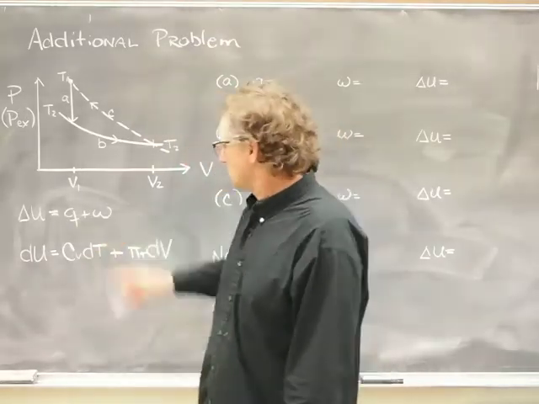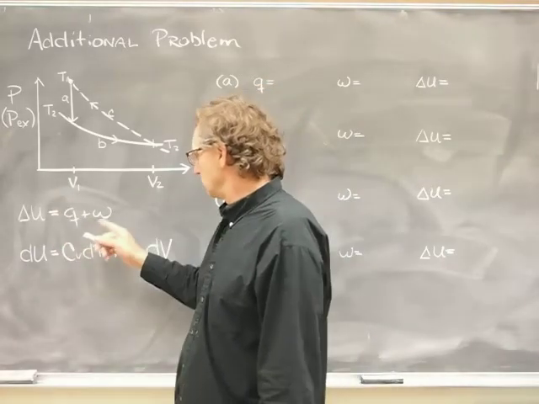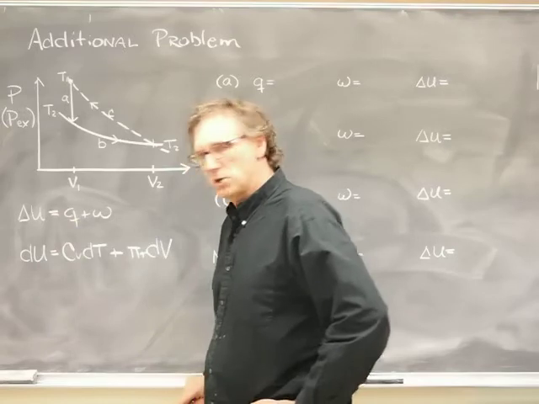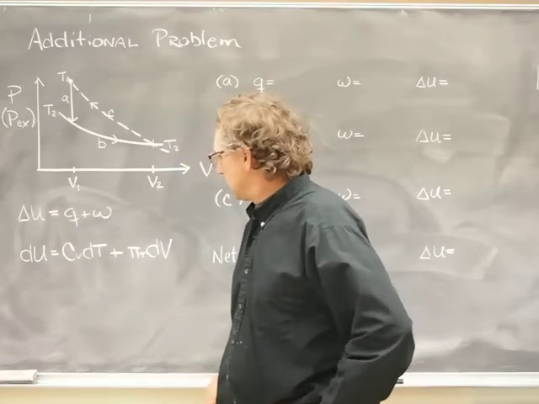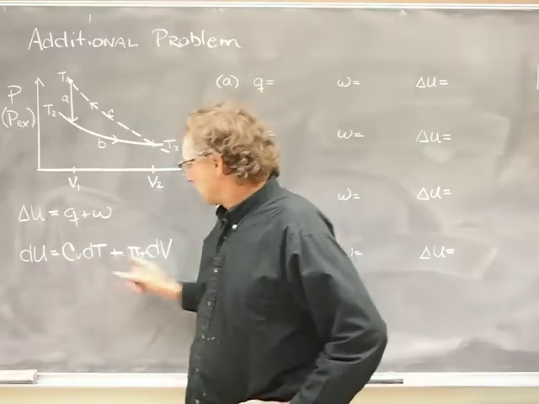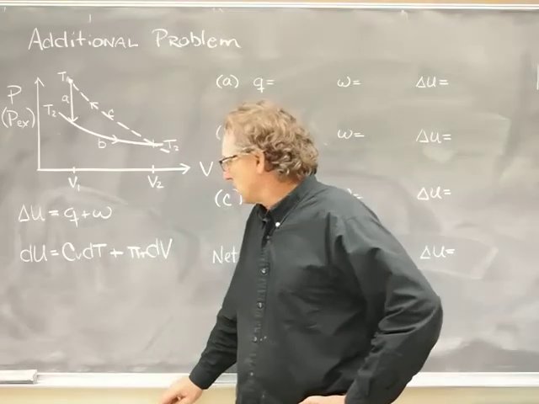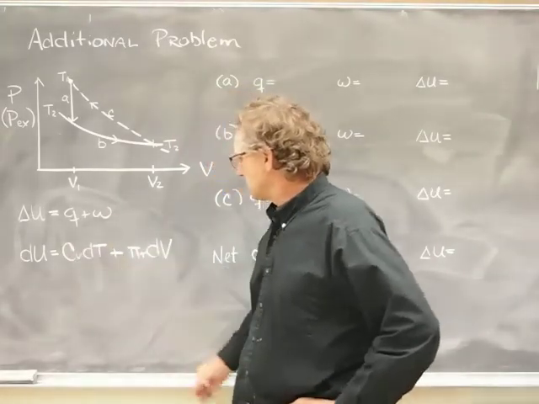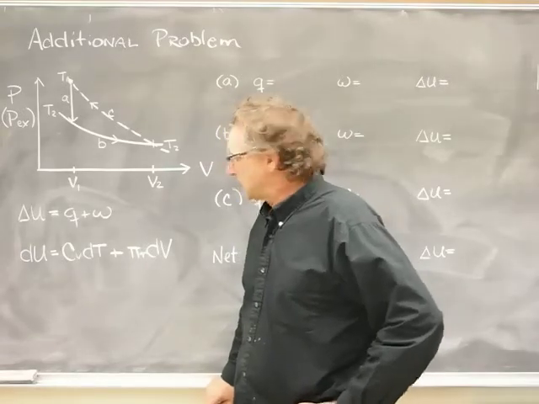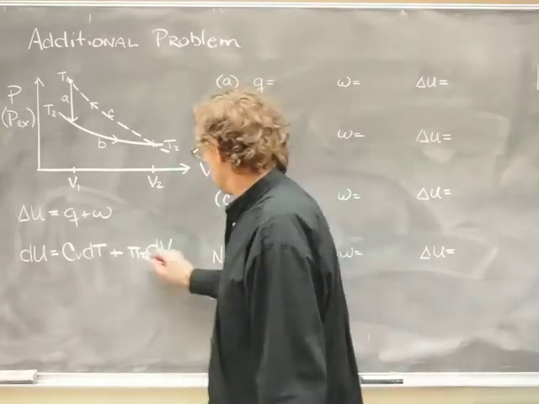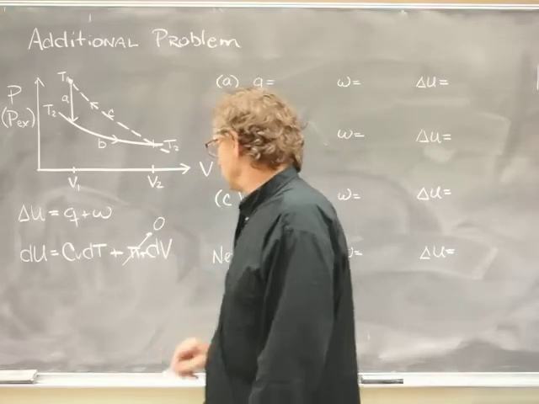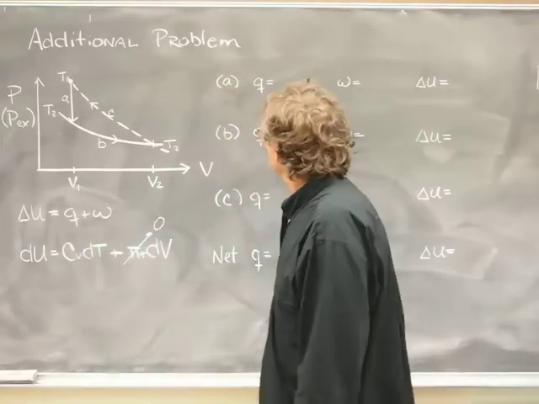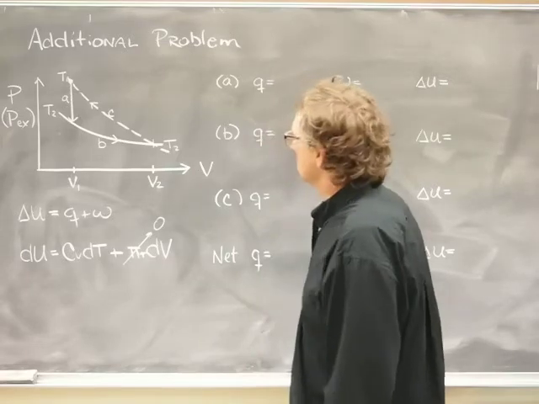Now, there's just a couple of laws that we'll be using for this. One is the first law, delta U equals Q plus W. And the second one I've just laid out here is the differential equation of state for the internal energy, CV dT plus pi sub T dV. And since we're dealing with the perfect gas, I know that pi sub T is 0, so we only have to worry about that first term. So let's just get started here.